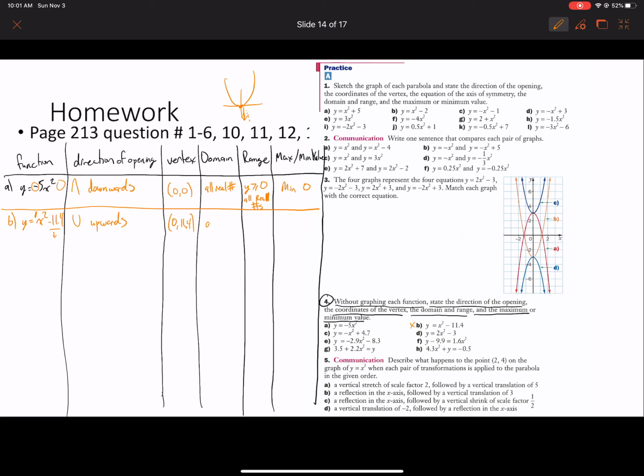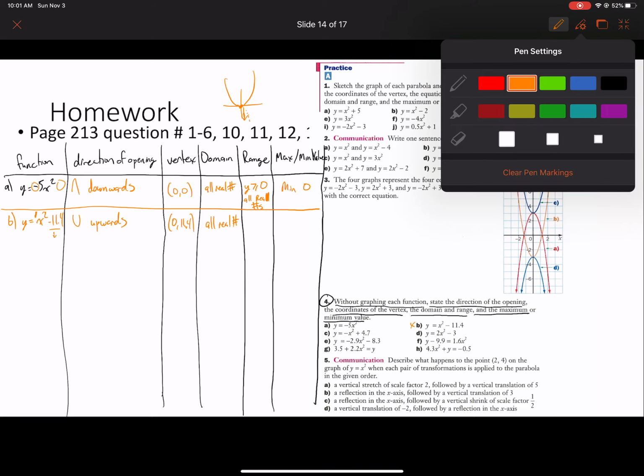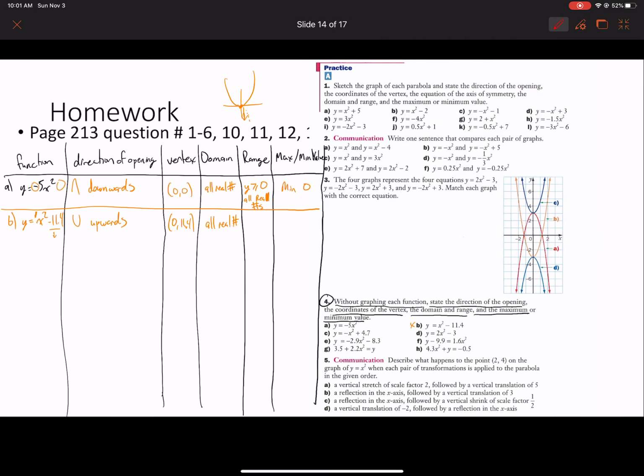Are x all real numbers? Oh, I just realized something. I said y in this first parabola, I said y is greater than 0. It's actually less than or equal to 0. Why? Because it opens downwards. So be very careful about that.